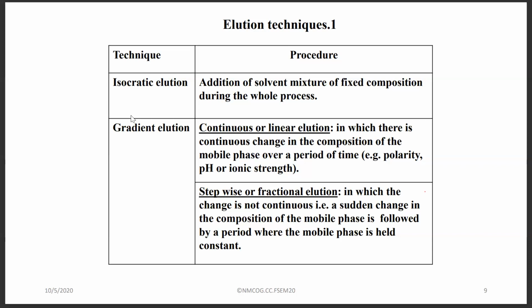Continuous means that every second we keep putting in little bits continuously, so maybe 1 microgram every second. That's what we are putting in. Stepwise is where we put in at one point, and then after 2 minutes again, and after 2 minutes again. So that's fractional elution, or stepwise.